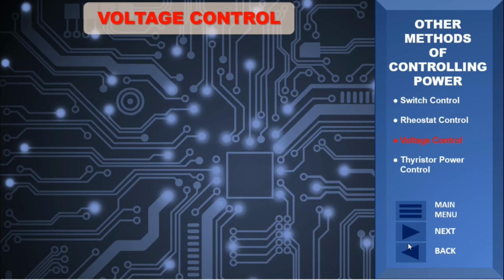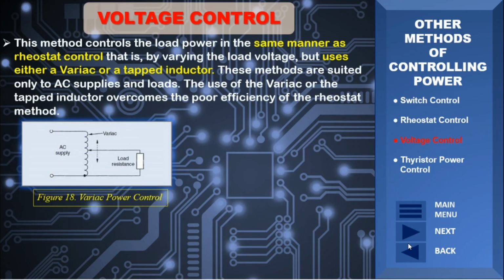This method controls load power in the same manner as rheostat control, by varying the load voltage, but uses either a variac or tap inductor. This method is suited only to AC supplies and loads. The use of the variac or tap inductor overcomes the poor efficiency of the rheostat method. As shown in Figure 18, a variac is connected to control load power.